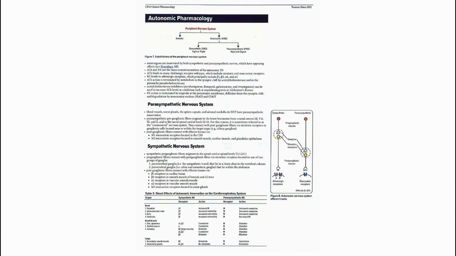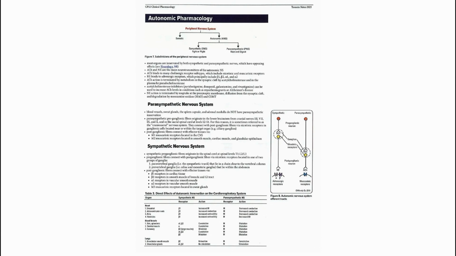To summarize this page, the autonomic nervous system consists of sympathetic and parasympathetic divisions, which usually exert opposing physiological effects. Acetylcholine is the neurotransmitter released by the preganglionic autonomic neurons. Parasympathetic postganglionic neurons release acetylcholine onto muscarinic receptors. Sympathetic postganglionic neurons primarily release norepinephrine onto adrenergic receptors.